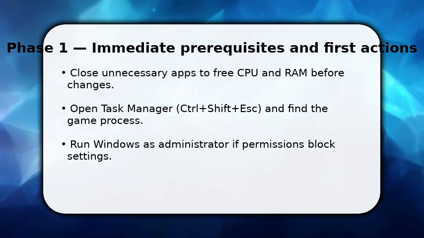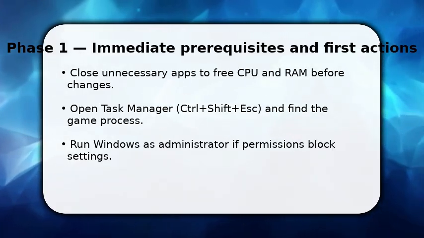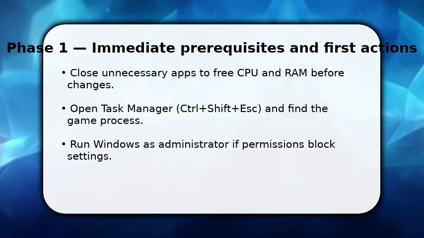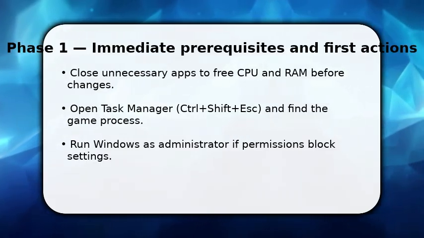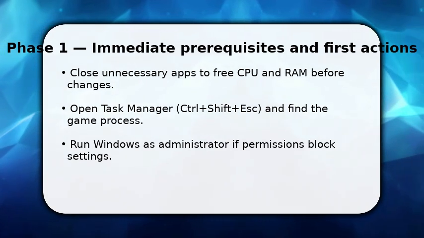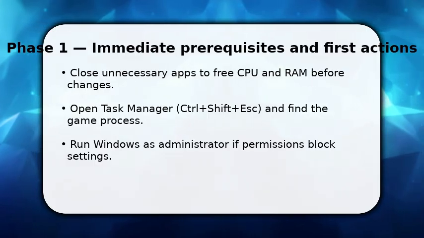Make sure you run Windows as administrator if settings are blocked. Elevated rights let you persist changes and access priority controls. Once done, pause and verify the correct process name, since changing the wrong one risks system stability and wasted effort.